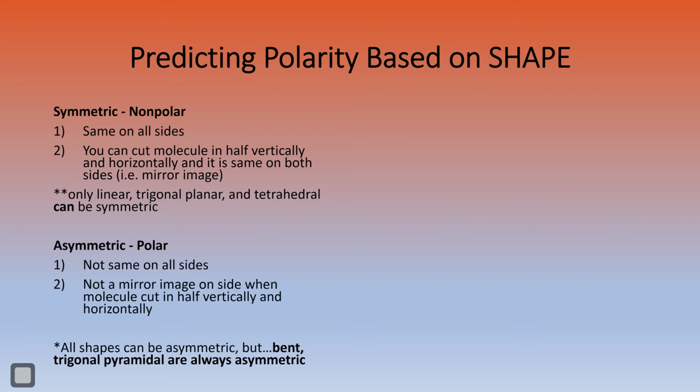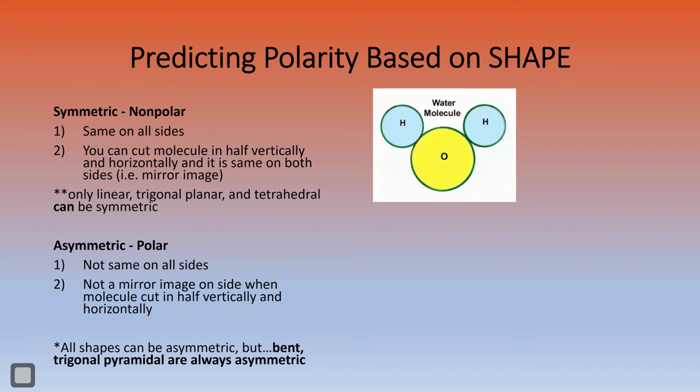Okay? Asymmetric means it's going to be polar, not the same on all sides. Not a mirror image on each side, again, horizontally and vertically. You could possibly have it the same vertically, but then if you cut it horizontally, and it's asymmetric, it's polar. So it has to be able to do it both. Okay? All shapes can be asymmetric, but bent and trigonal pyramidal are always asymmetric.